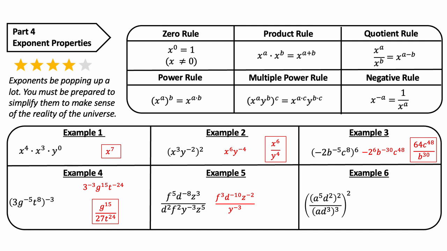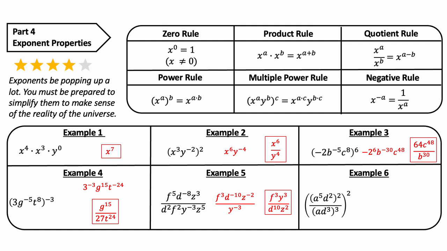Last step will just be to flip them and put them in the right spots. If we have a negative exponent in the numerator, it goes to the denominator. If we have a negative exponent in the denominator, it goes to the numerator. So our final answer, f to the 3, y to the 3, over d to the 10, z to the 2. And lastly, for example 6, now we see we have a to the 5, d to the second.